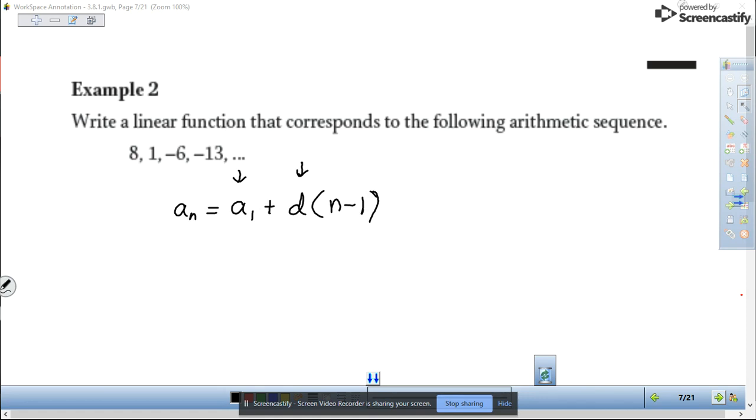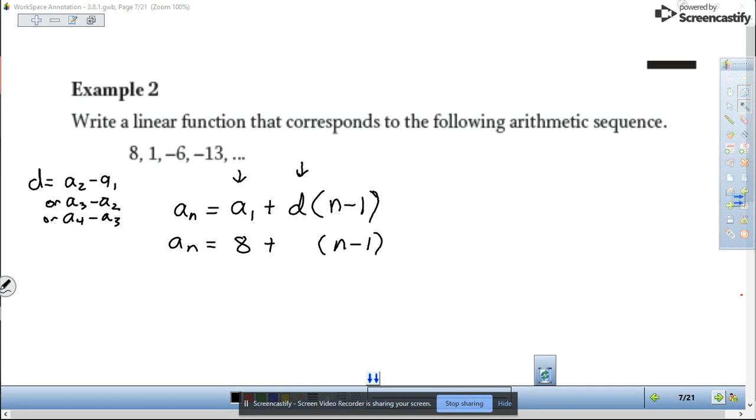So this would be what? Let's see here. A1, it's pretty easy, 8, okay? Plus, we'll have to figure out what the common difference is, and then n minus 1. How do I find the common difference? d equals any two consecutive terms subtracted. So a2 minus a1, or a3 minus a2, or a4 minus a3.